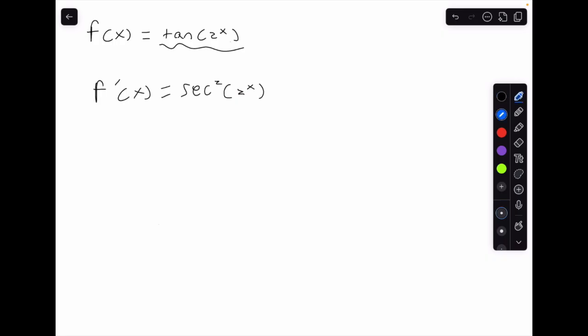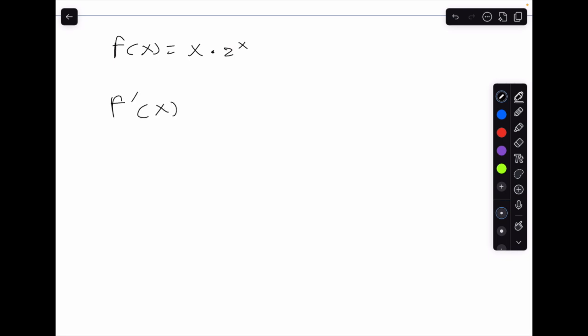Now we have to account for that 2 to the power of x because it's the inner function, and we do that by multiplying it to the outer. So the derivative of the inner is just 2 to the x ln of 2. And that's the final answer.